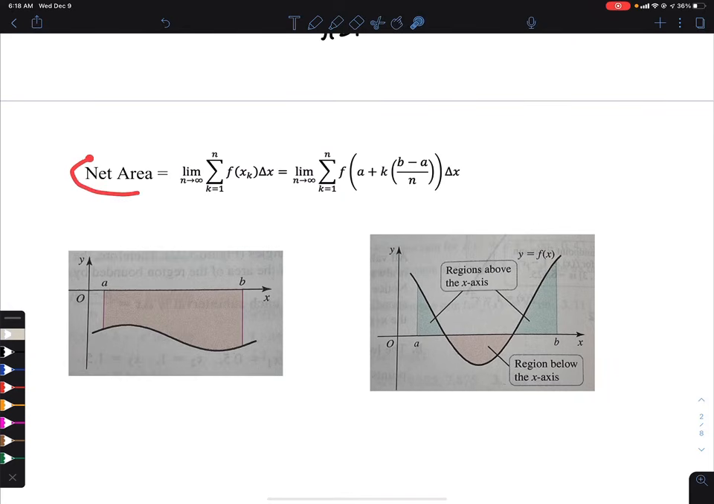But what is net area? We couldn't call it area, and I'll explain why. If we just said area, and we did some Riemann sums here, and I do a right-hand side, let me draw these for you and explain real quickly what's going to happen if we did this.